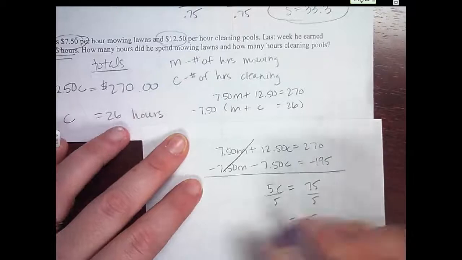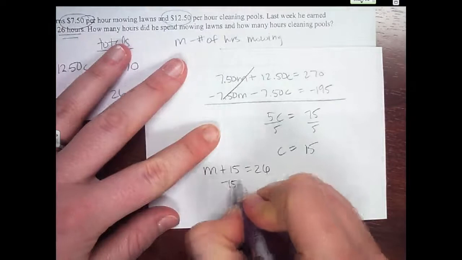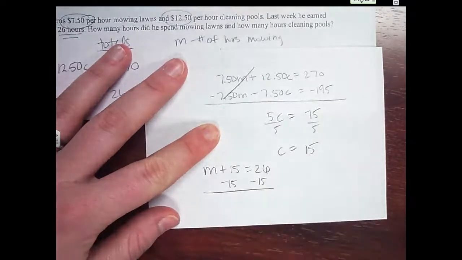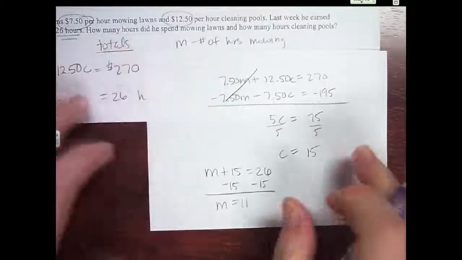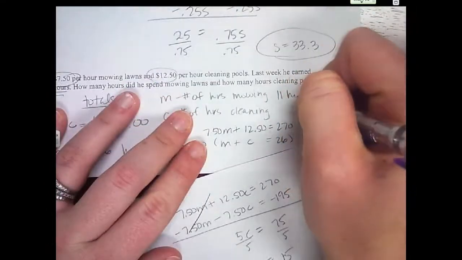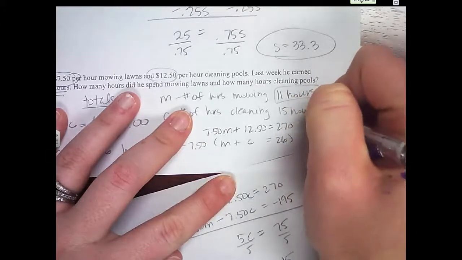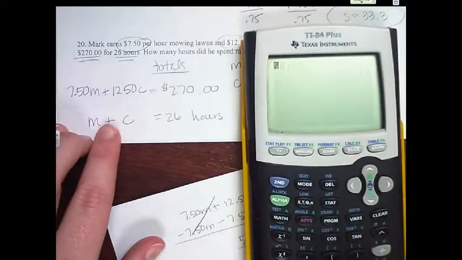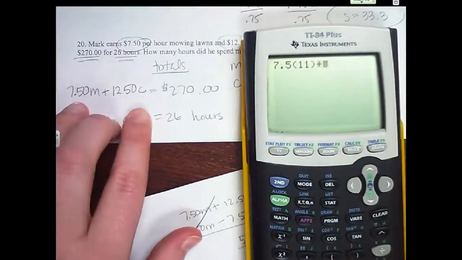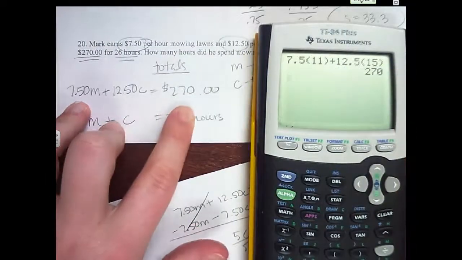Okay, so go back to my 26 hours. M plus 15 equals 26. Subtract 15. So M equals 11. So he spent, I'm just going to put it right here, 11 hours mowing and 15 hours cleaning pools. And let's just double check that real quick. 750 times 11 plus 1250 times 15, $270. Perfect.